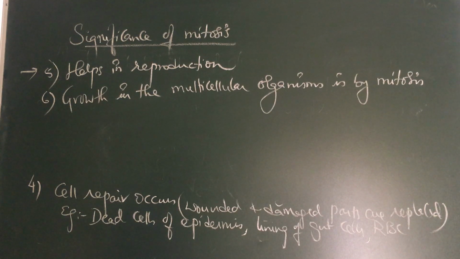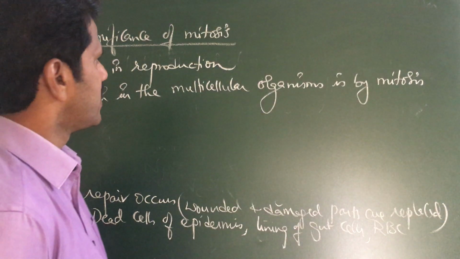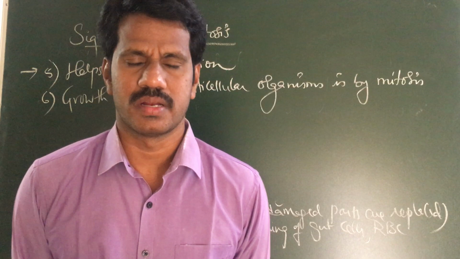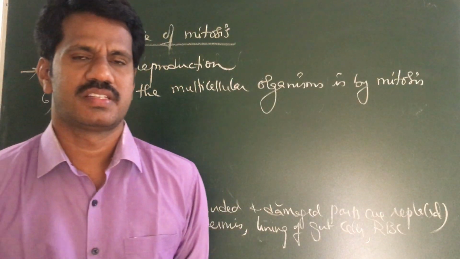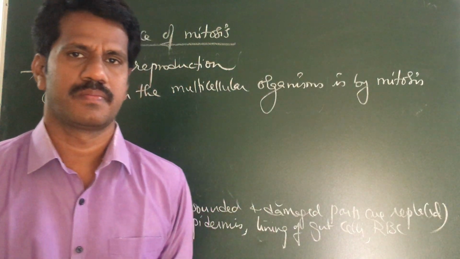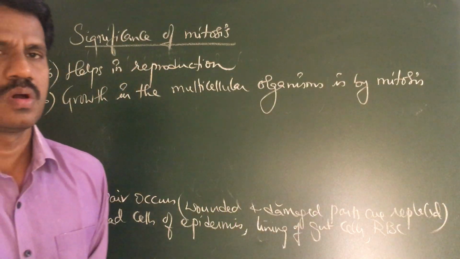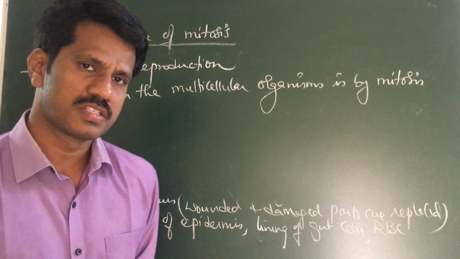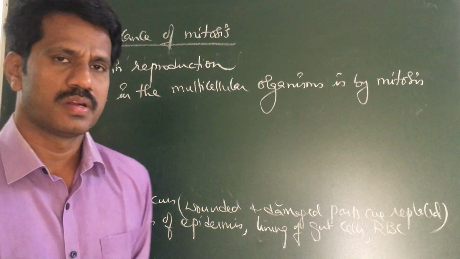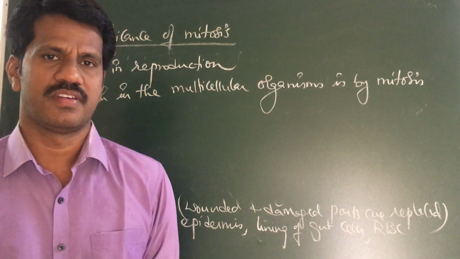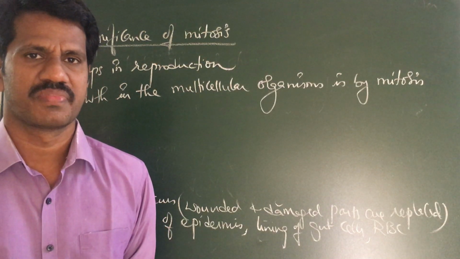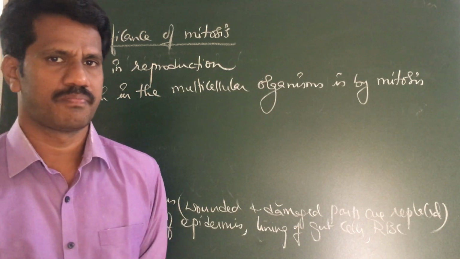Okay, right. So these are all about the significance of mitosis. With this we completed mitosis. Now you understood what happens in mitosis, why mitosis occurs and how it takes place. I think you understood: there is interphase and M phase, and by interphase and M phase mitosis takes place. Okay, right.